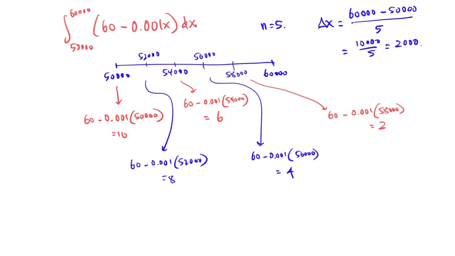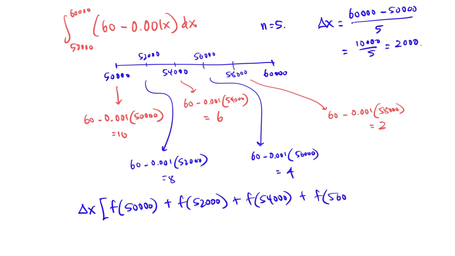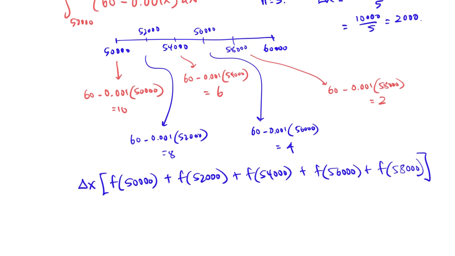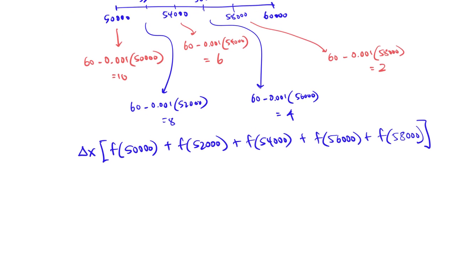And so the Riemann sum is delta x times f of x sub 0, because we're using the left endpoint, but x sub 0 is 50,000, plus f of 52,000. We increase 2,000 each time, plus f of 54,000, plus f of 56,000, plus f of 58,000, and we stop because we have 5 terms already. We're using 5 subdivisions. This is the left sum using 5 subdivisions.